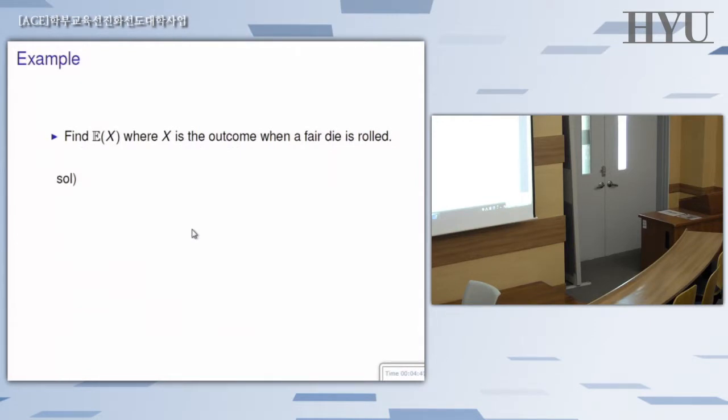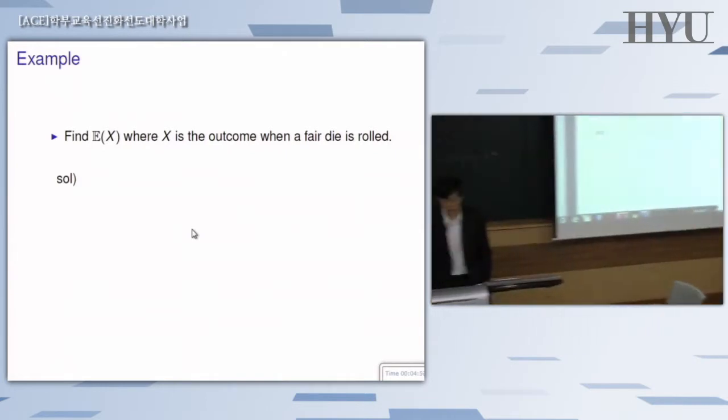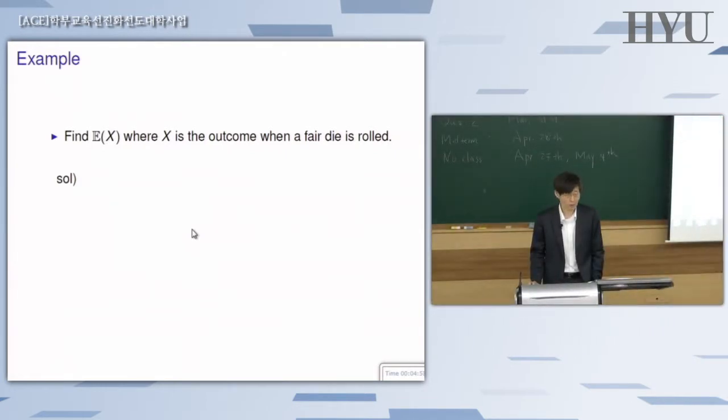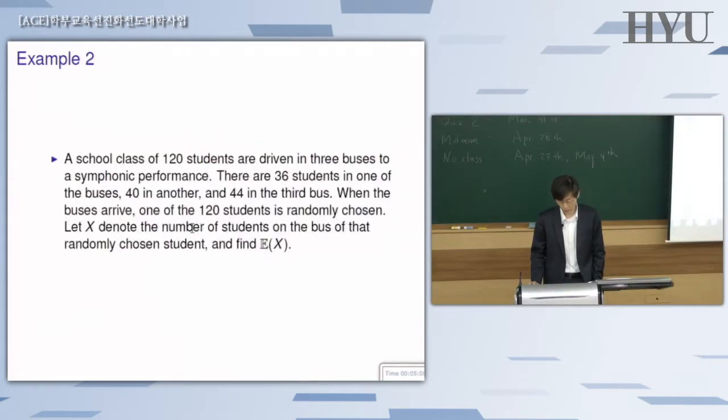First, when we are supposed to roll a fair die, we want to forecast its outcome based on its expected value. It's nothing but the same probability of each occurrence, which is 1 over 6. And you just multiply that by those potential outcomes and add them all up, and you get 7 over 2. And the second example concerns 3 different buses with different numbers of students in them.